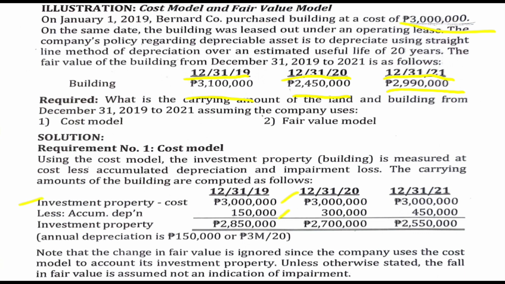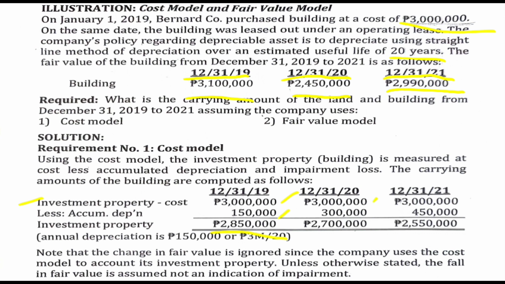So, sa pagkuha sa depreciation, atong i-divide ang cost and the useful life. So, we have cost 3 million, then divided by 20 years. Okay. So, we got 150,000. Then, 3 million minus 150,000, we have a carrying amount of 2,850,000 in 2019.